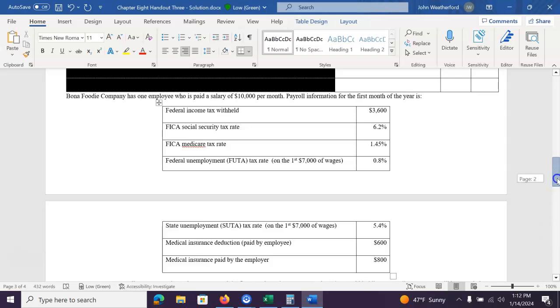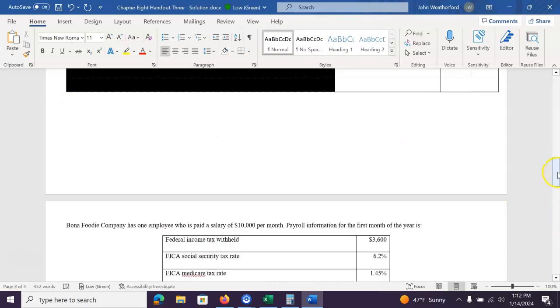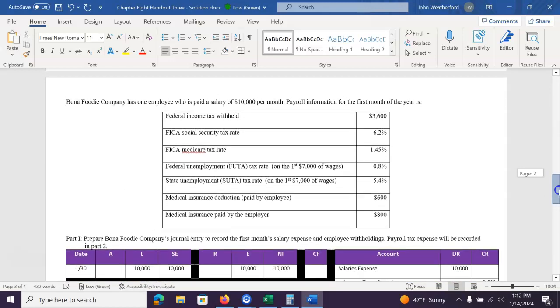So let's take a look at this one. To record the payroll itself, I'm going to bring these down to the next page. I think it'll make it a little easier to reference. So we're going to debit salaries expense for the gross amount, $10,000. We'll credit federal income tax withheld for $3,600.